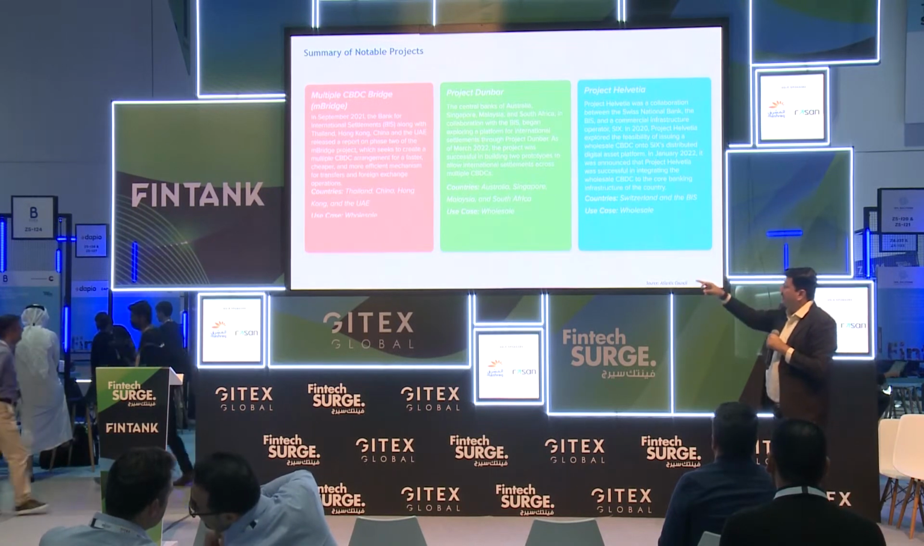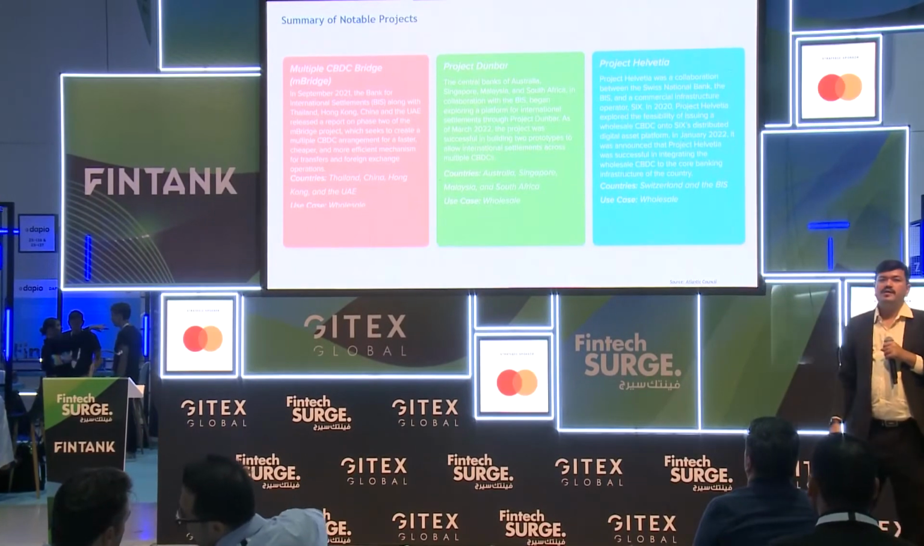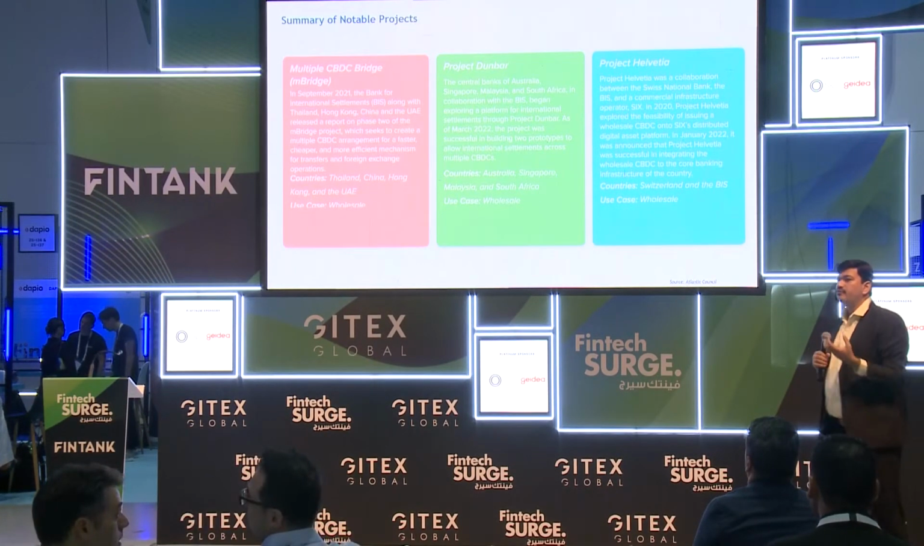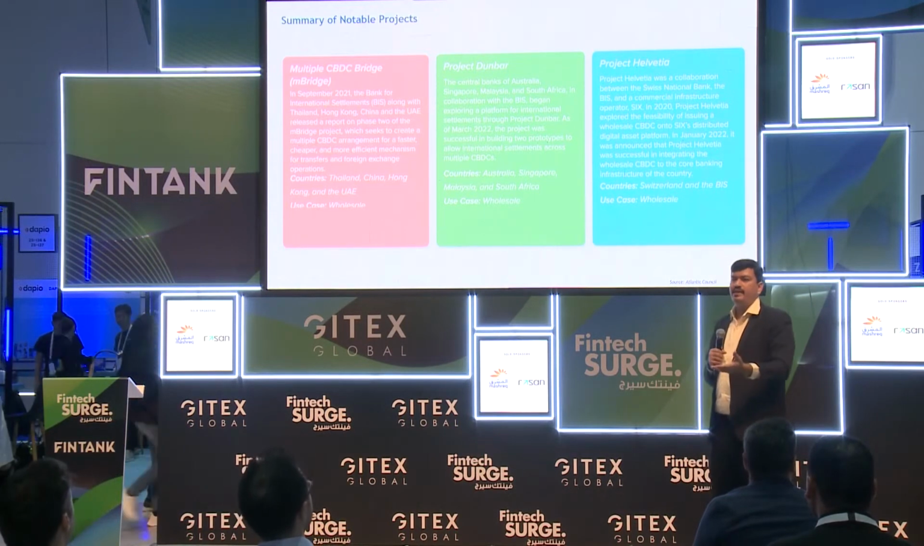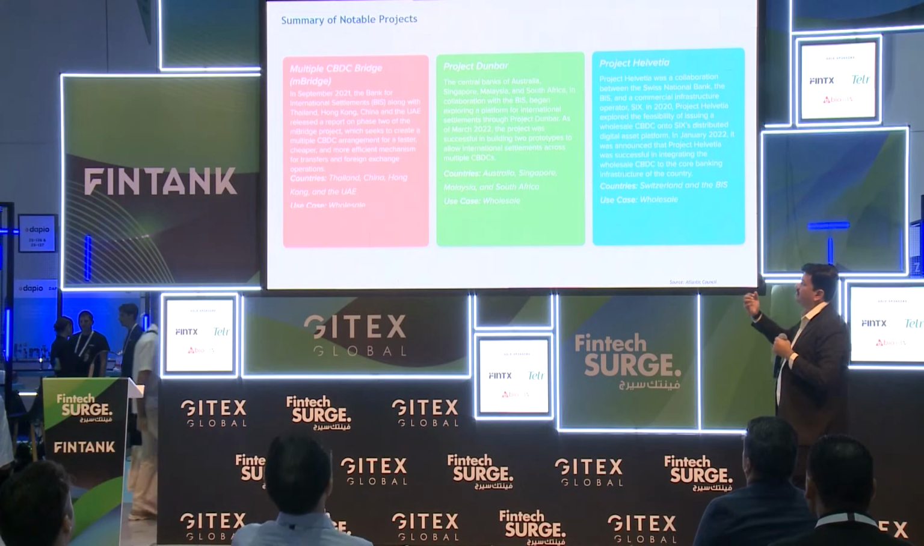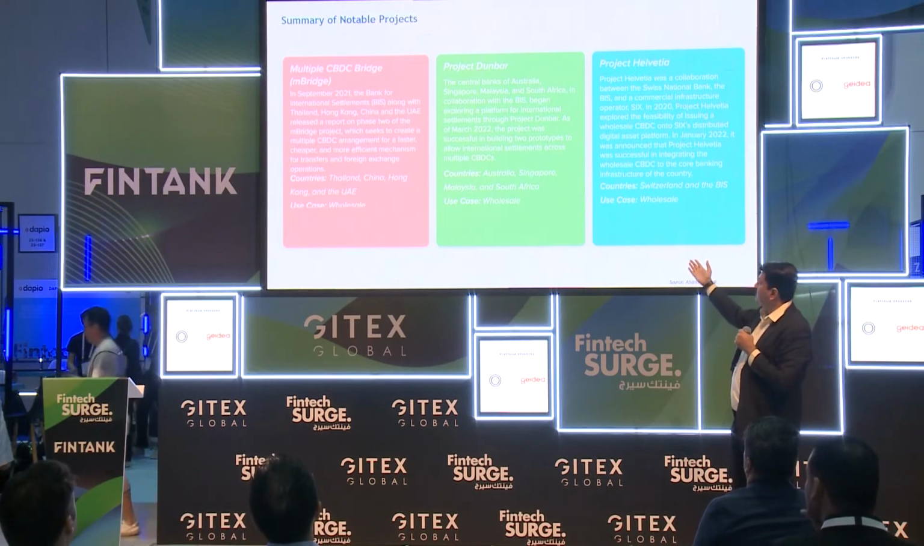You can see clearly that the use case was wholesale, right? And you will find everywhere the use case is wholesale. So the idea is that you start with simple and then go to complex. You don't start with complex, like retail CBDC first, and then go to wholesale. So here you have different architectures used.